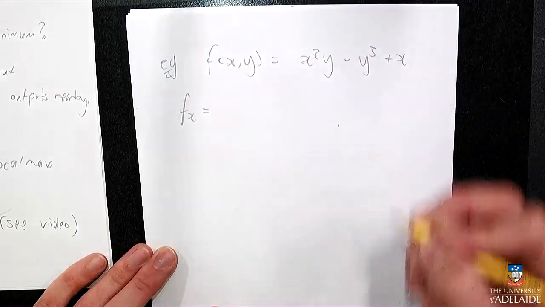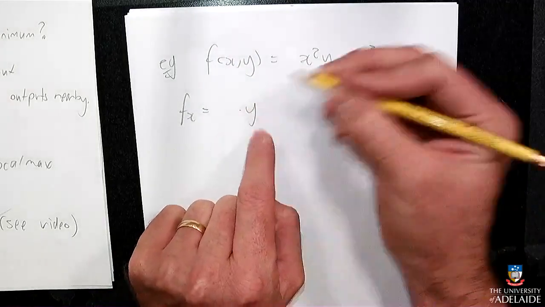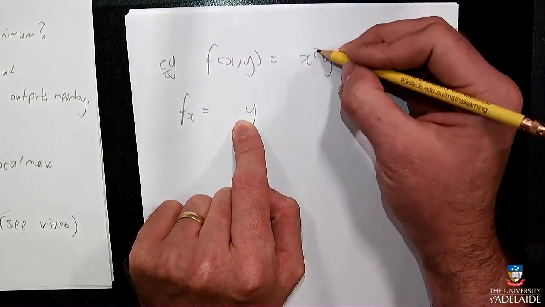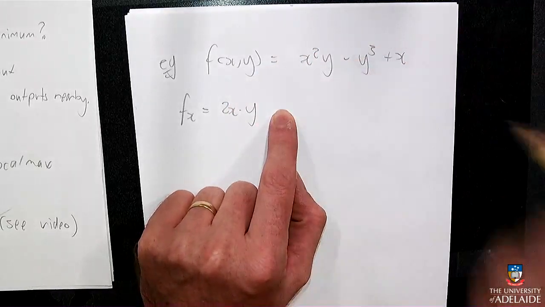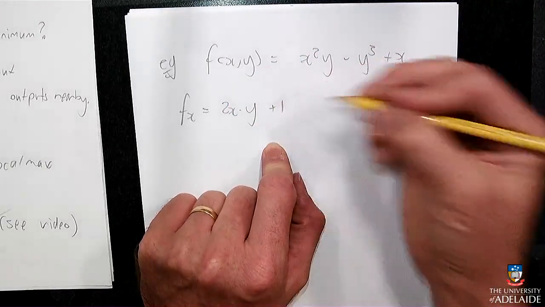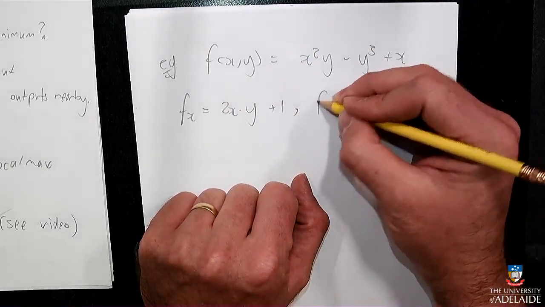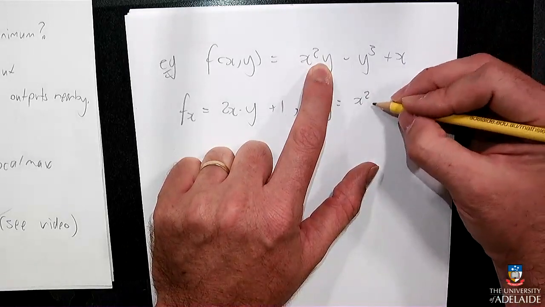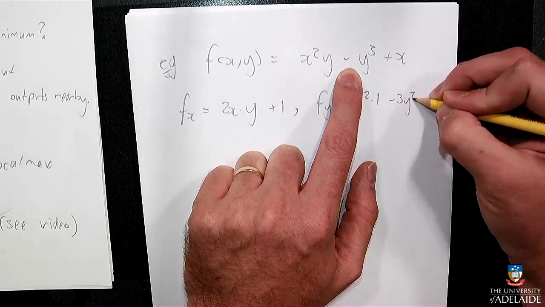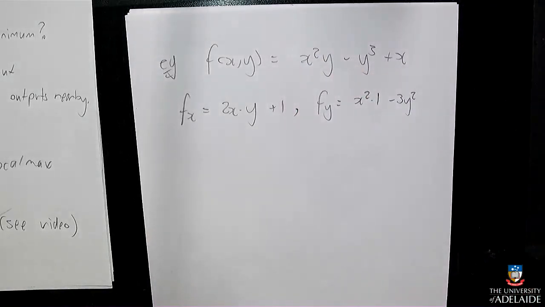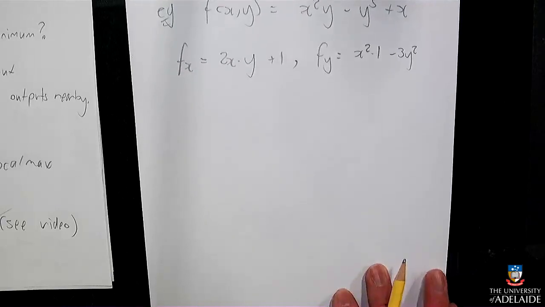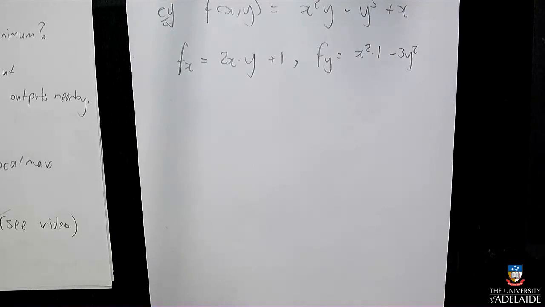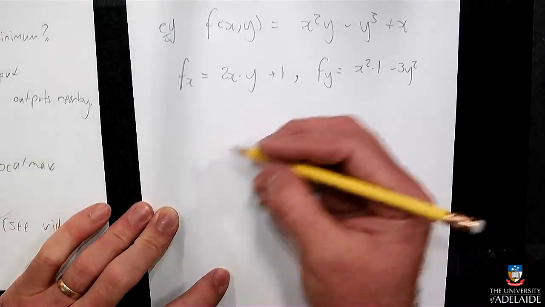So f sub x, the y counts as a constant multiplied on, so it will still be there, so we'll have a 2x. This y is a constant added on, so it won't do anything, and we get a plus 1. And for f sub y, x squared counts as a constant multiplied, so it's still there, y will be a 1, that'll be 3y squared, and x disappears. So I need to find the combinations of x and y that make both of these 0 at the same time. I don't even know if there are any.